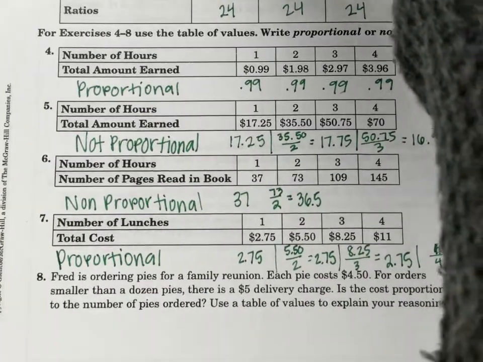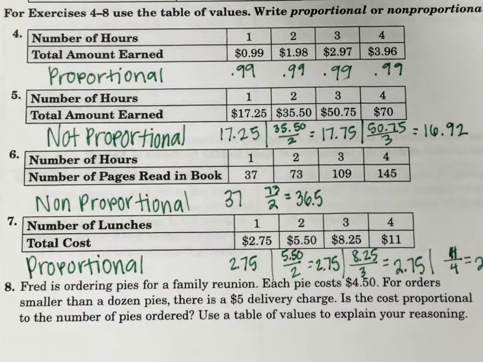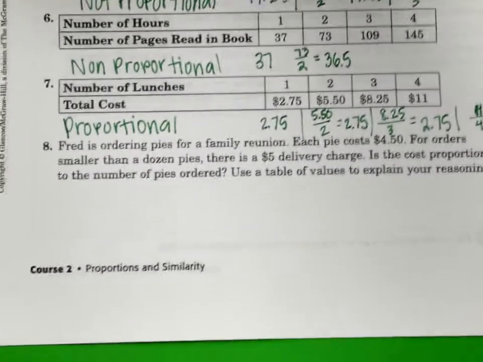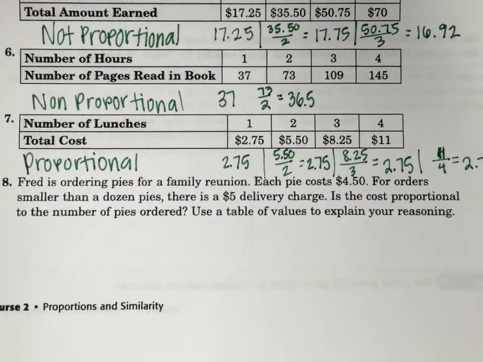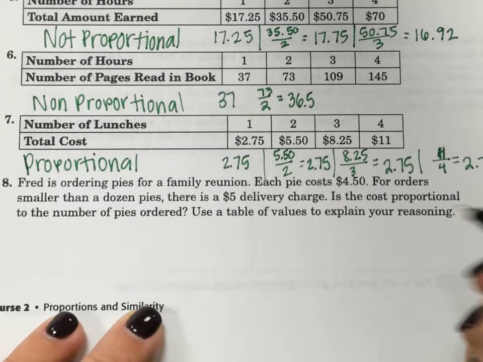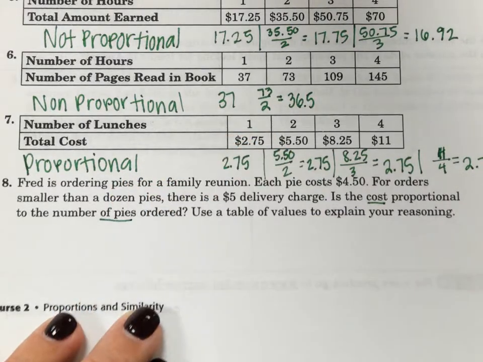Okay? So, number 8 says that Fred is ordering pies for a family reunion, and each pie is $4.50. For orders smaller than a dozen, there's a $5 delivery fee. They want to know if the cost is proportional to the number of pies. Okay.